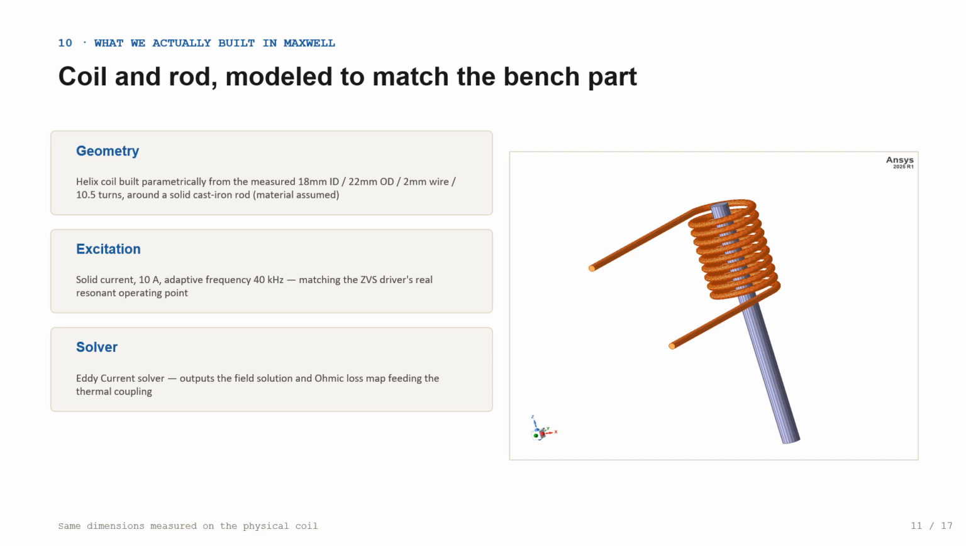I want to be honest about that word assuming. We did not run an independent material assay on this specific bar, and that assumption turns out to matter later. The excitation is a solid current source of 10 amps at an adaptive frequency of 40 kHz, chosen to match the ZVS driver's real resonant operating point. And the solver is the eddy-current solver, which, as we established earlier, produces exactly two things: the electromagnetic field solution and the ohmic loss map that feeds everything downstream in the thermal coupling.